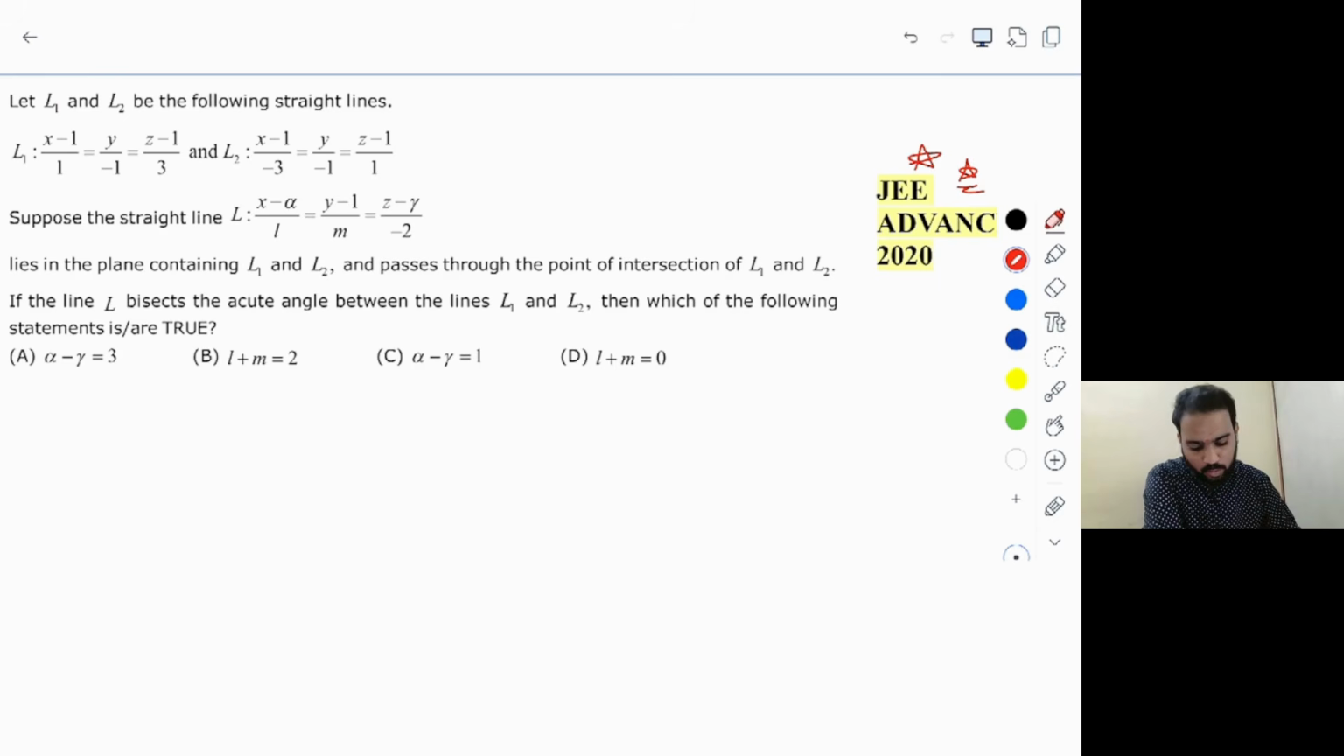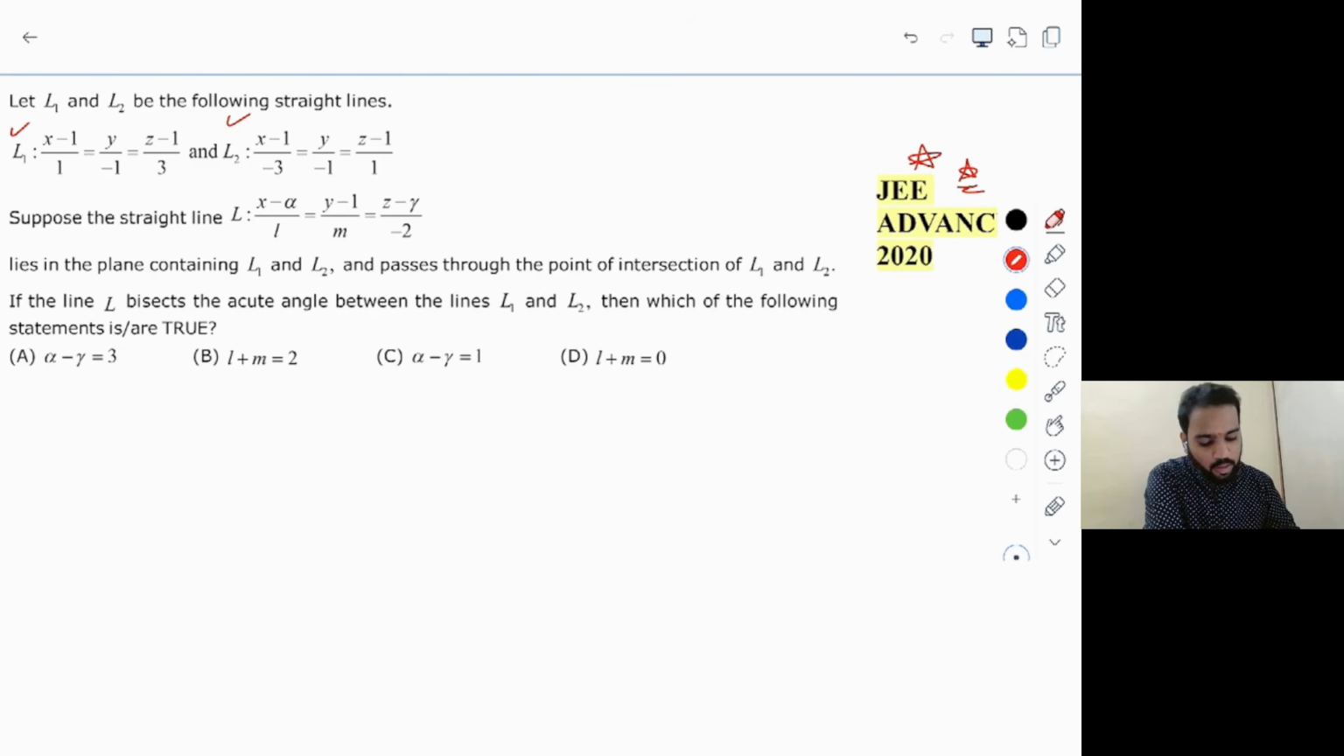So two lines are given to you directly, L1 and also L2. Then there is a line L that lies in the plane containing L1 and also L2, so indirectly they are saying that L1 and L2 are coplanar. And this L also passes through the point of intersection of L1 and L2. So you are supposed to find out the point of intersection of L1 and L2.